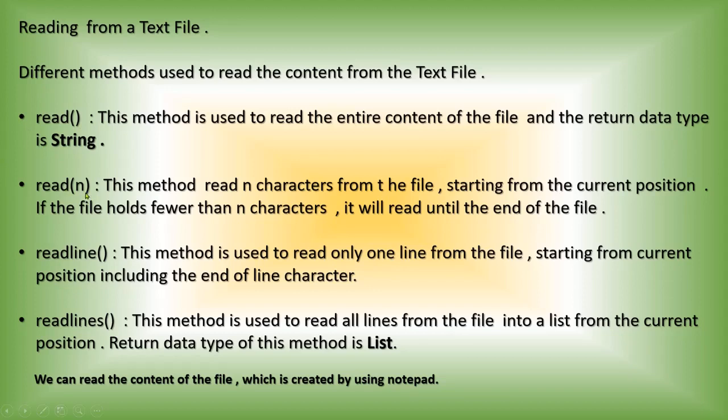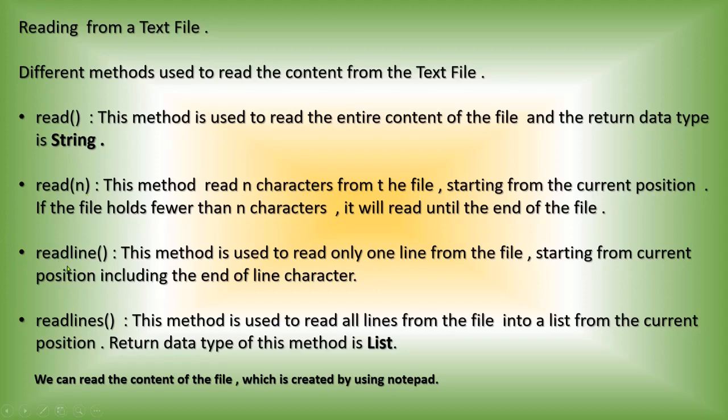See the second method, read with an argument, read n. One argument is there. That argument represents the number of characters to be read from the file. You can say read of 10. That means the first 10 characters are read from the file. From the current cursor position, it will read the specified number of characters from the text file. That is the purpose of that method.